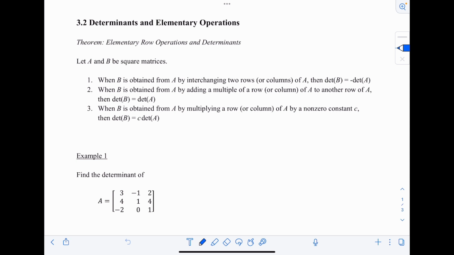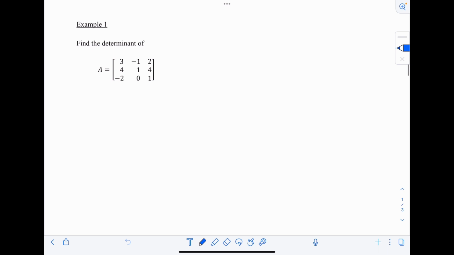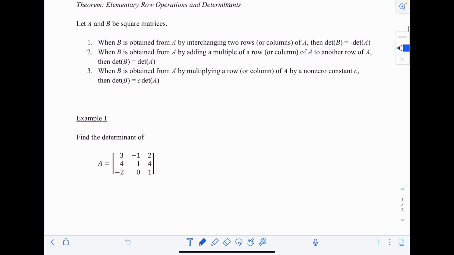Okay. So in example 1, it says find the determinant of our matrix. Now we know how to do this already. We take a row, we take a column, and we go through that process of finding minors and coefficients and everything that we talked about in the last lesson. But in this case, as I talked about, I'm going to use these steps that we just talked about to my advantage to potentially create a matrix that's easier to use in finding the determinant.